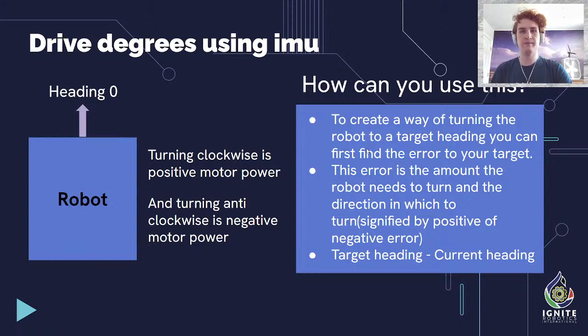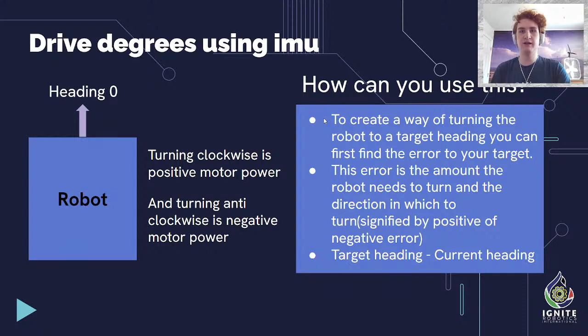So we can use the IMU. Inside of your control hub, there's just an angle measuring device. It actually measures rotational velocity, but we can use it to get the angle. And so we can basically set the angle that we want the robot to turn to, and then go to this.